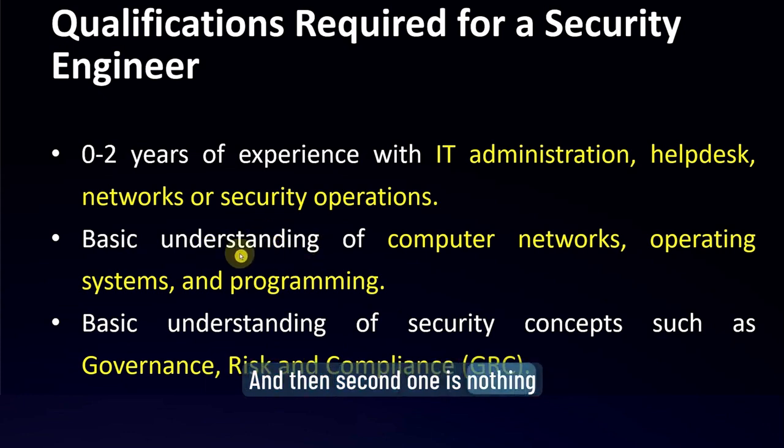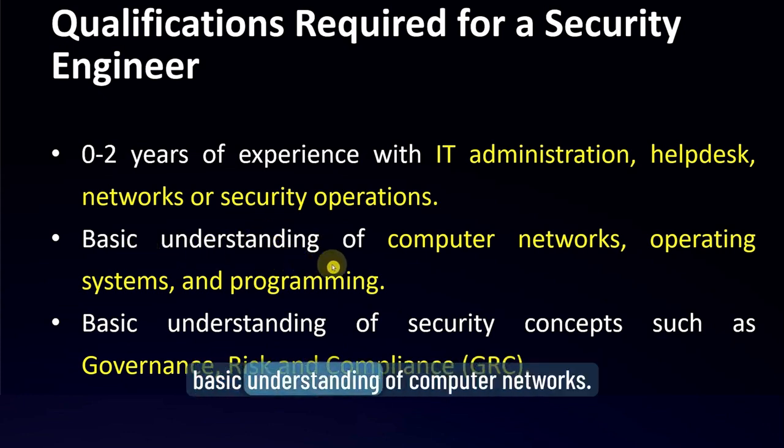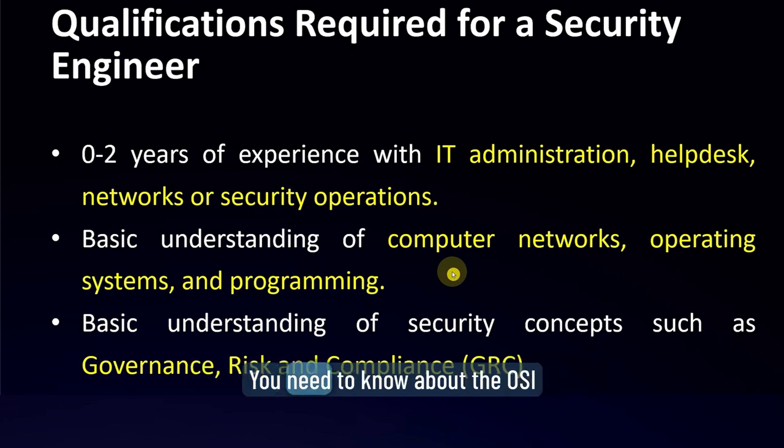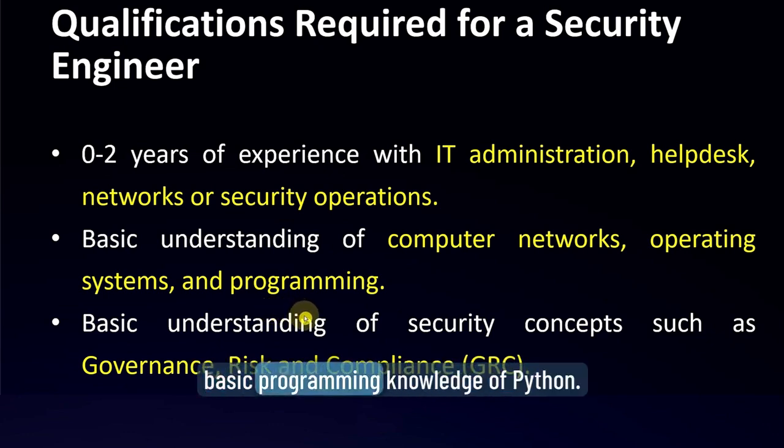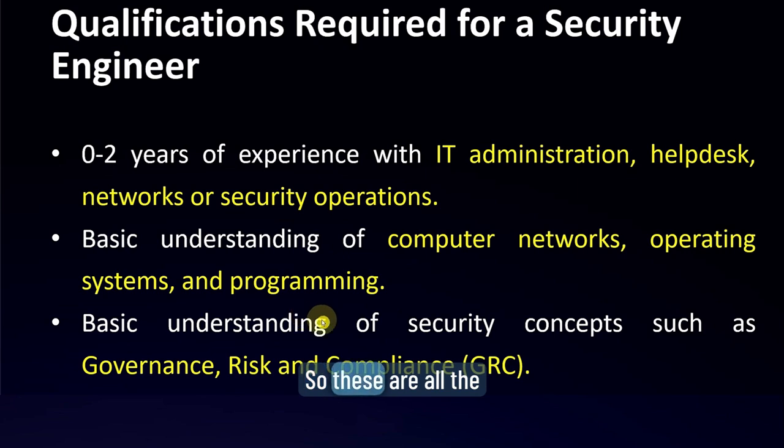The second one is that you need to have a basic understanding of computer networks. You need to know about the OSI layer model, and the importance of IPv4, IPv6, and MAC address. These are the concepts you need to know. And then operating systems. You need to know the basic fundamentals of Linux, Mac and Windows. And the last one is programming. You need to have basic programming knowledge of Python. These are all the concepts you need to know.